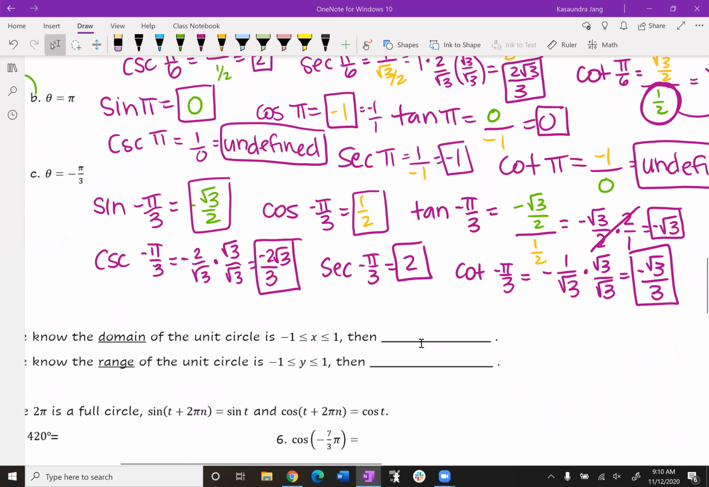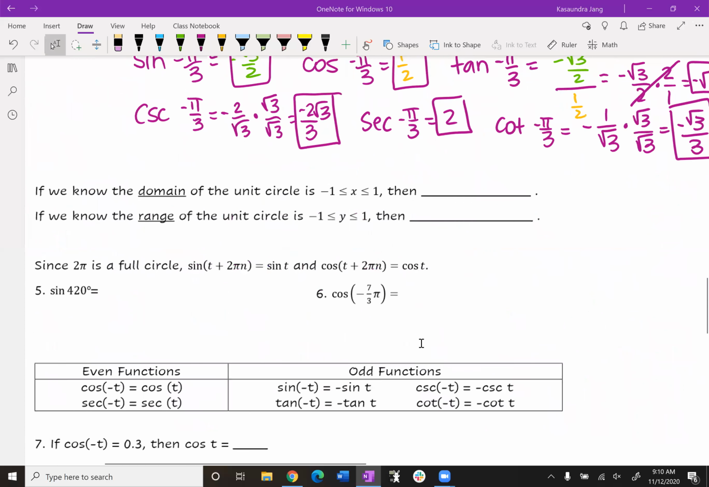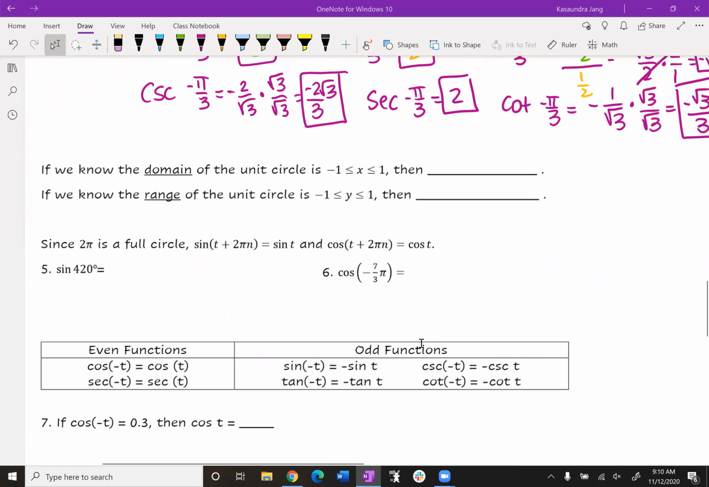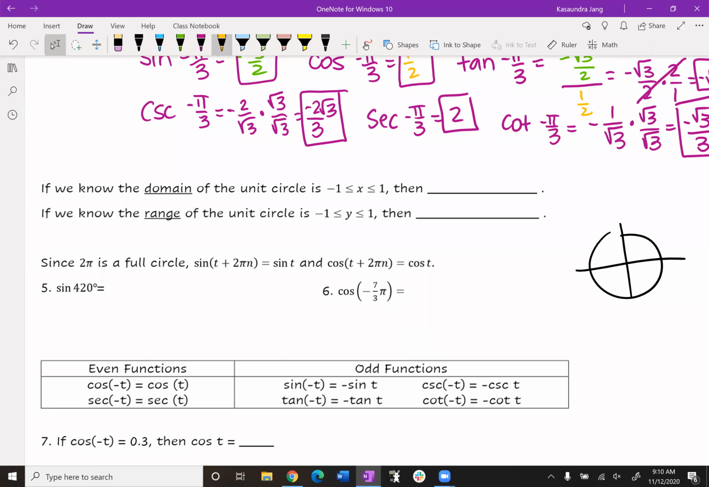Okay, so then let's move on. I'm going to look at, if we know the domain of the unit circle is between -1 and +1, which kind of makes sense. So I'm going to just draw this over to the side here. My unit circle. Domain has to do with x's, and my x's were bouncing between, let's see, for cosine, this -1 and +1. So that's why your domain is between -1 and +1.